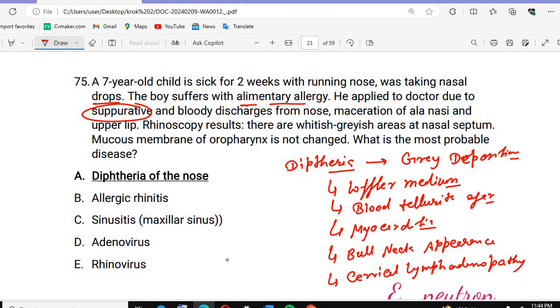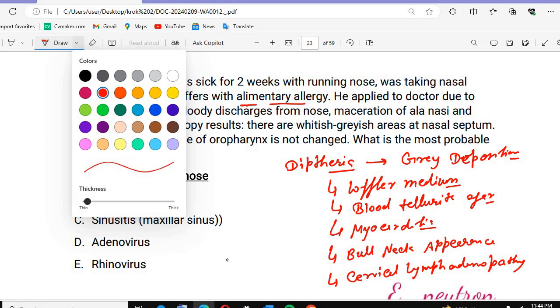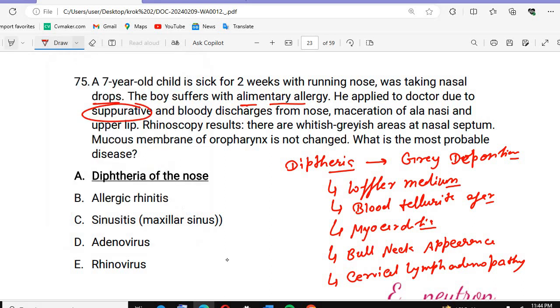Maceration of the nasal area. Rhinoscopy result: a whitish-grayish area at the nasal cavity. You can see whitish-gray depositions, and the mucous membrane of the oropharynx is not changed. So the most probable diagnosis here is diphtheria of the nose.